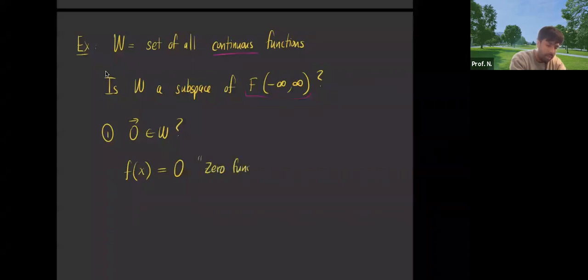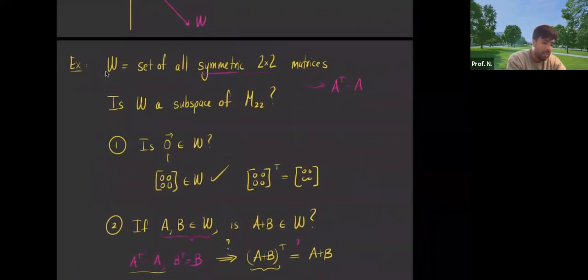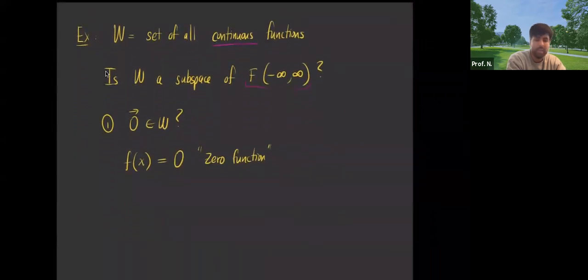Why is this the 0 function? Because anything you plug into x gives you 0. It's the function that results in 0. This idea is very similar to the 0 matrix. What's the 0 matrix? Well, everything has zeros in it. What's the 0 function? Well, it's the function that gives you 0 every single time, for any value of x. So the question is, is this 0 function in W?